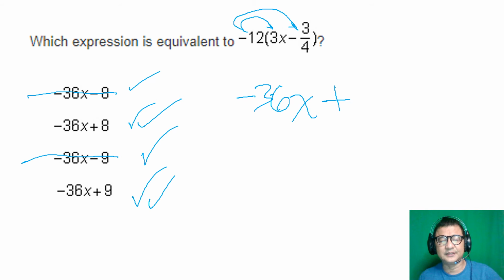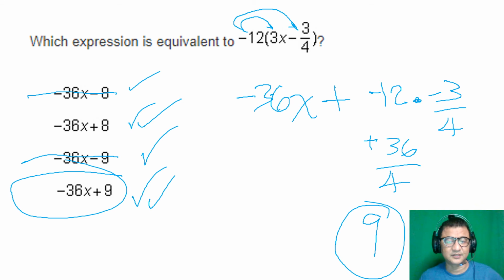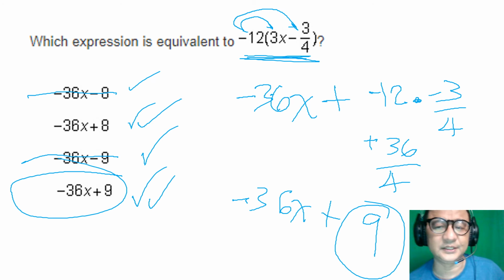So let's multiply that. Negative 12 times negative 3/4. What will it be? Negative 36 times negative, that's going to be a positive, over 4. What is 36 over 4? This is going to be what? Equal to 9. So this is the correct answer. Negative 36x plus 9. The original expression is equal to this one.